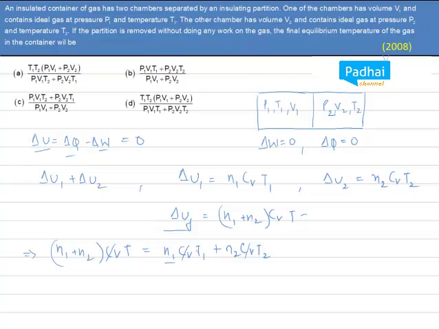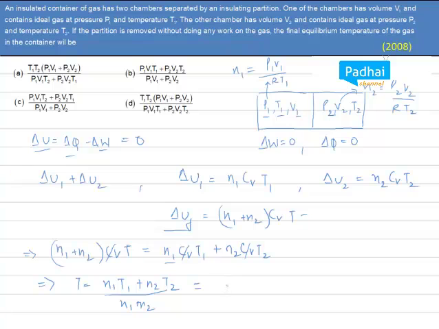Now I do not know the value of N1. What will be the value of N1? We were given P1, T1, V1. So N1 will be equal to P1 V1 divided by R T1, right? And N2 will be equal to P2 V2 divided by R T2, right? So T can be given as N1 T1 plus N2 T2 divided by N1 plus N2.